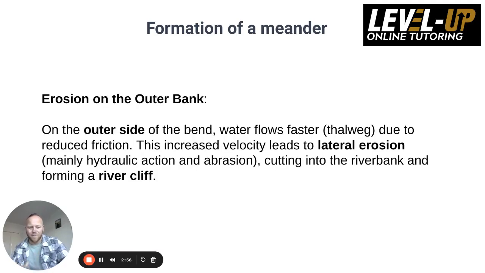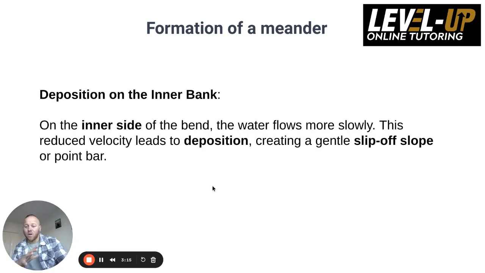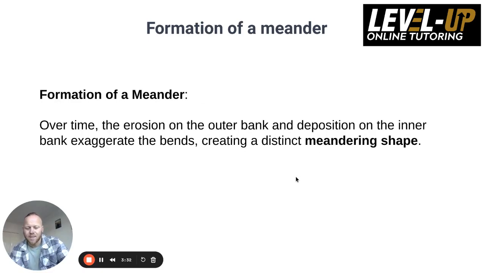Okay, so what actually happens here? We have a slight bend in a river, and because of that centrifugal force, the fastest flow will go to the outside, that thalweg, and because it's going to the outside and it's faster, it's going to start eroding laterally, cutting into that riverbank, and it's going to form a river cliff. On the other side, on the inner bend, it's much slower, and that's going to lead to deposition. So any sediment that the river's carrying through suspension or saltation or solution gets dropped on that inner bend, and that starts to create a slip-off slope. And if this process keeps happening, then the bend's just going to get wider.